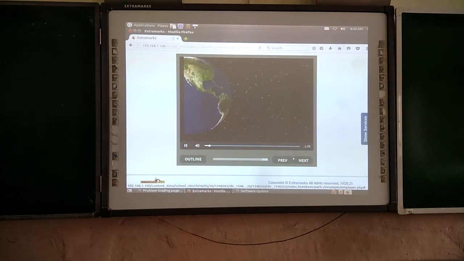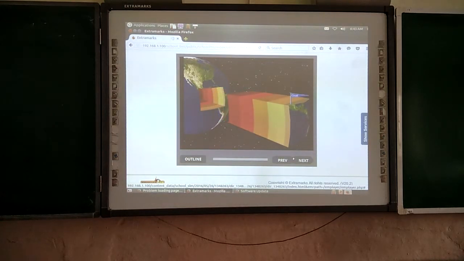The Earth's interior consists of rocks and metals. It is made up of 5 main layers. The crust is where we live. Next comes the upper mantle or the asthenosphere. Next is the lower mantle, followed by the outer core. And lastly is the inner core.